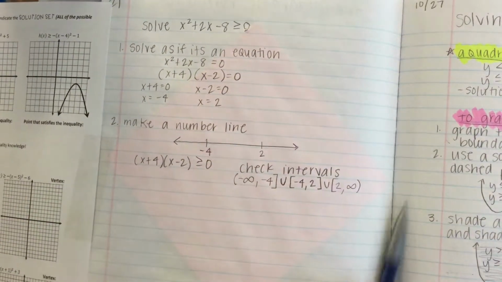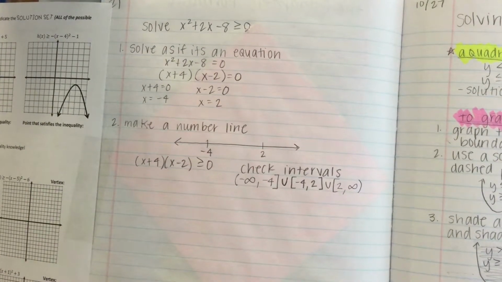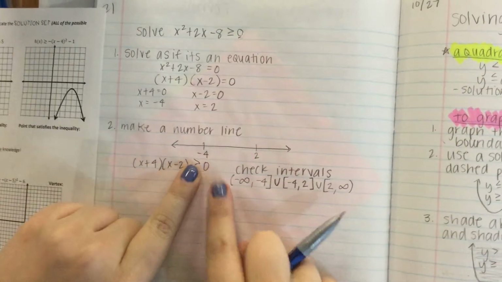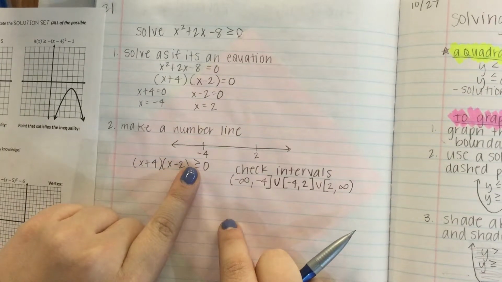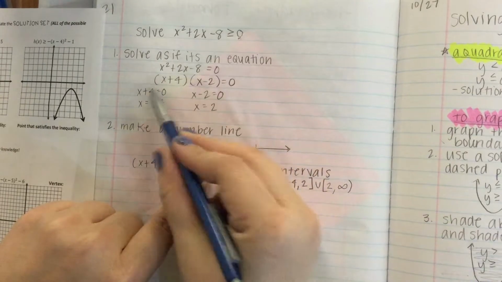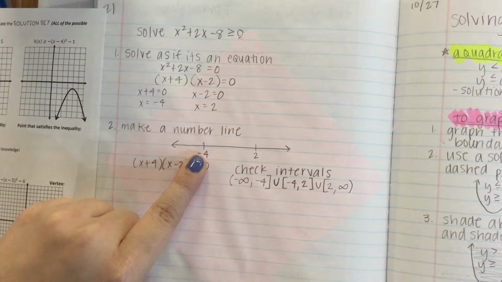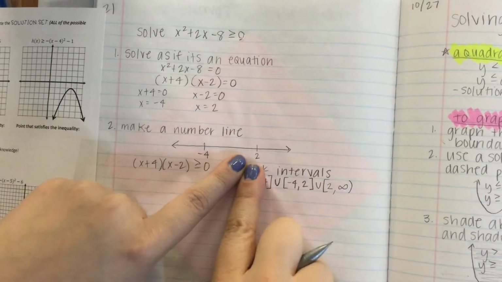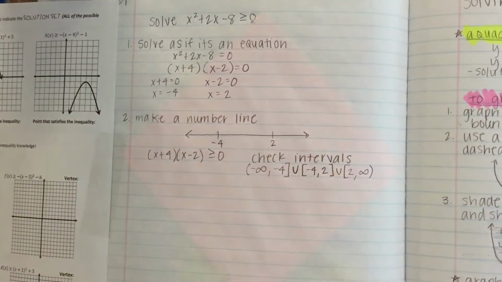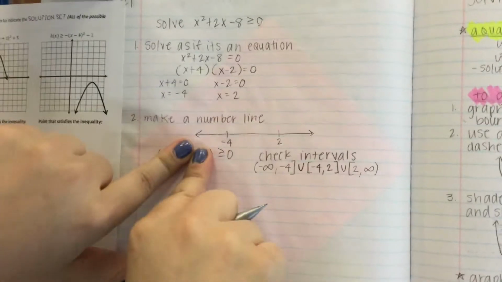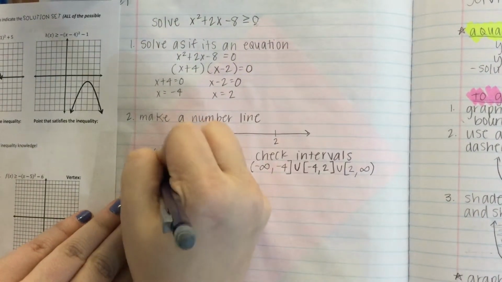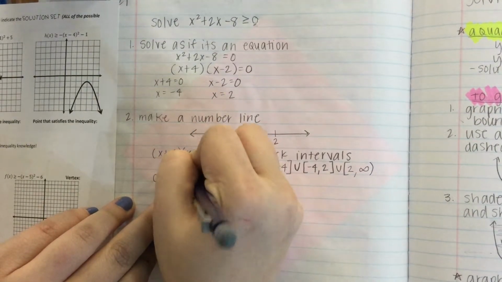So give me a number, not -4, because if I plug in -4, I'm going to get 0. I found that by setting it equal to 0. So we know -4 works, and I know 2 works. So I need to check a number that's in this interval. What's less than -4? You want to try -6? Okay, let's check -6.